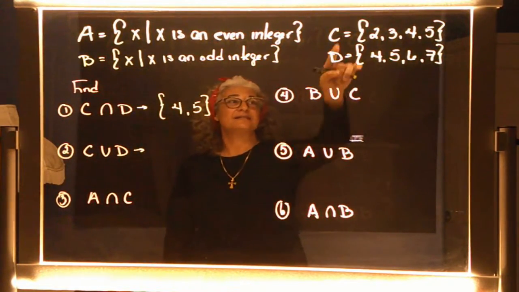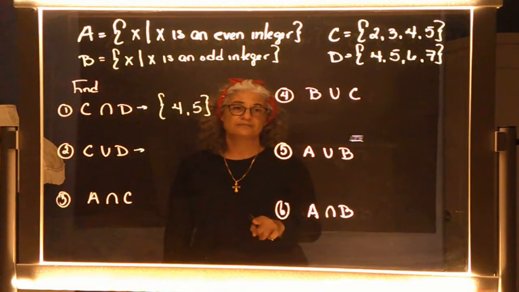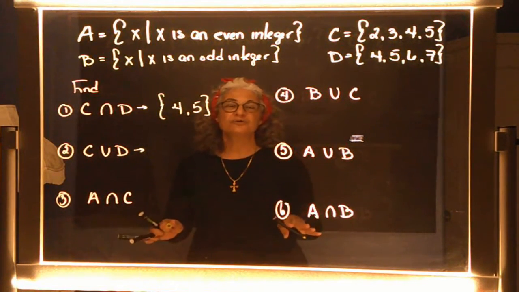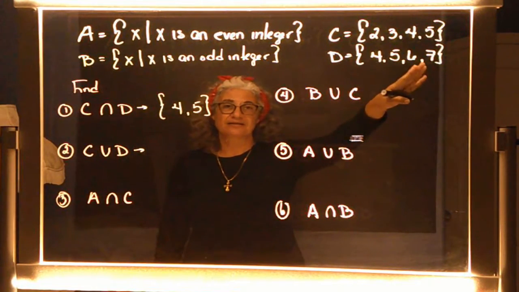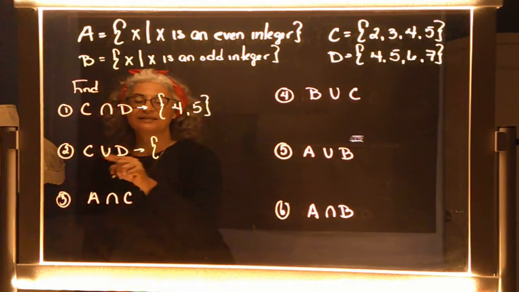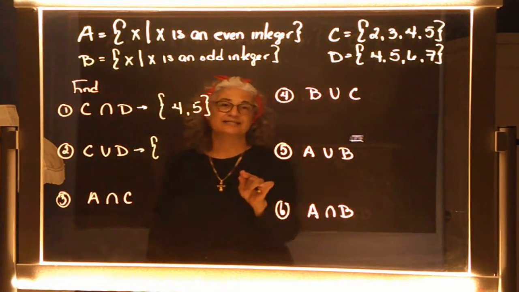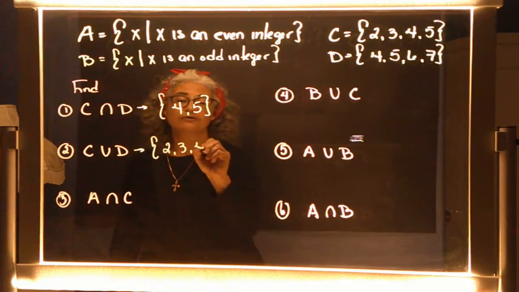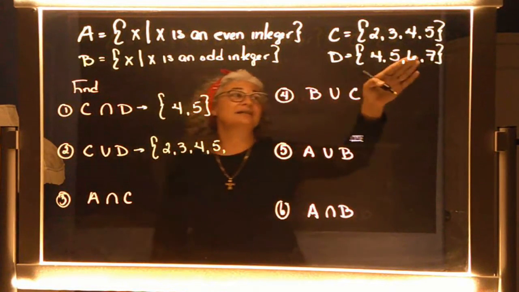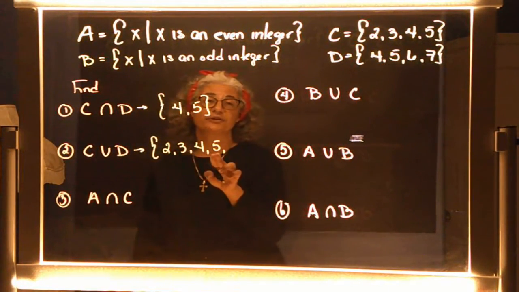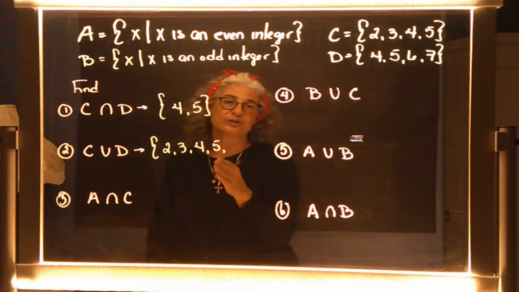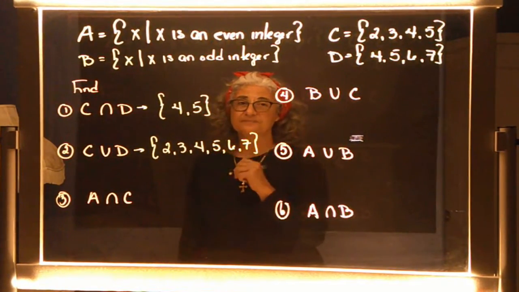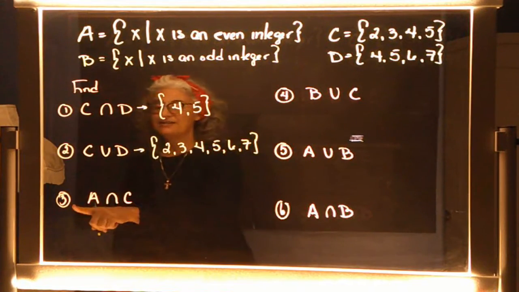Again, we're looking at sets C and D, but now they want the union. Remember what I said about union? Union is kind of greedy. It wants it all. So in other words, they want everything in both sets. So for C and D, the union, I'm going to give them everything in both sets. So 2, 3, 4, 5, right? Because that's out of C. D starts with 4 and 5. Well, I already have them written, so I don't need to write them again. And then I include 6 and 7. Got it? Good.